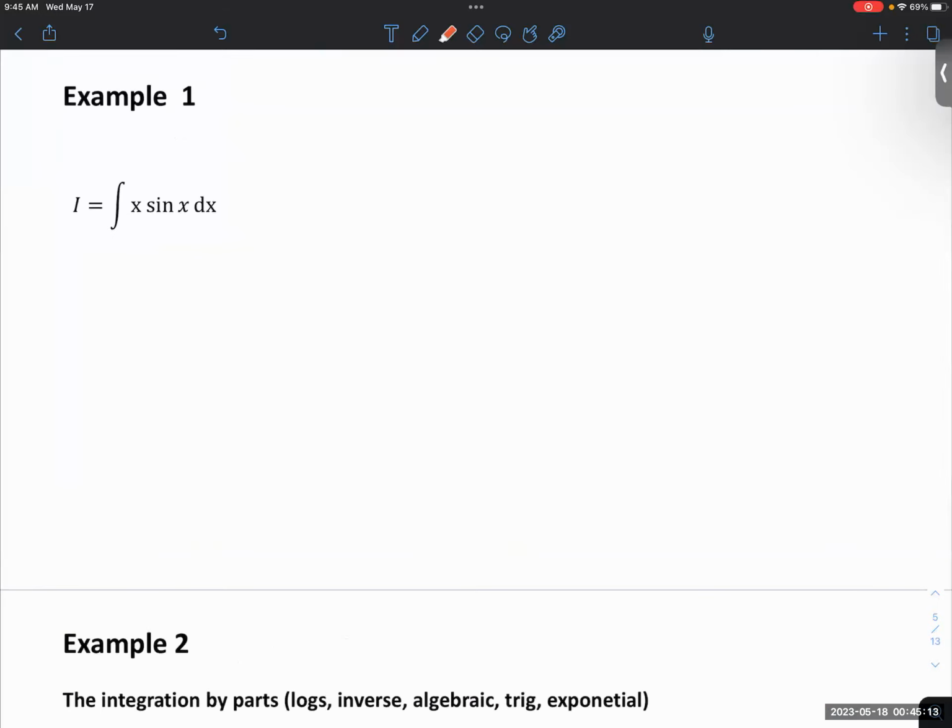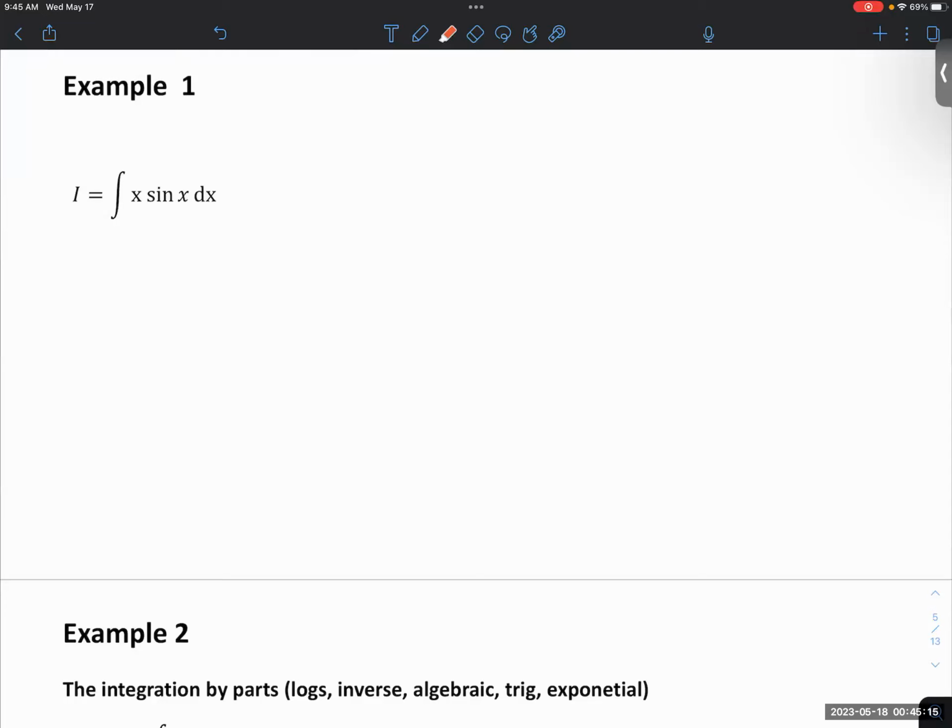Example 1. I want you guys to take the integral of x times sine x dx. So this is literally taking the integral, but here we go. Do I see any sub-function? I don't see any sub-function. This is just two functions, x and sine x. And if you go to the integral table, there's no specific technique where we can find the outcome.